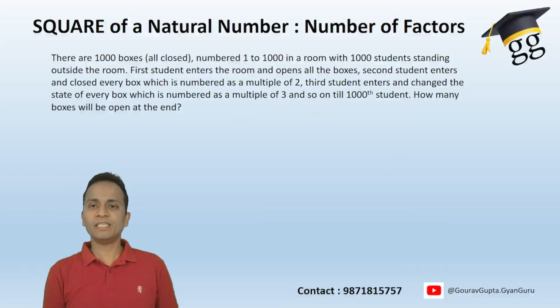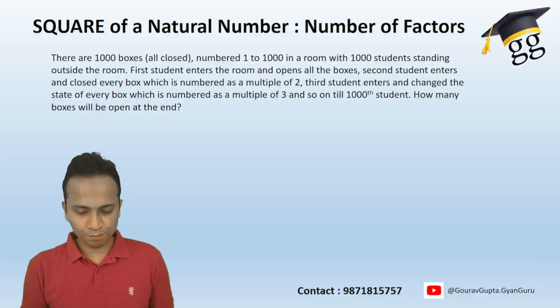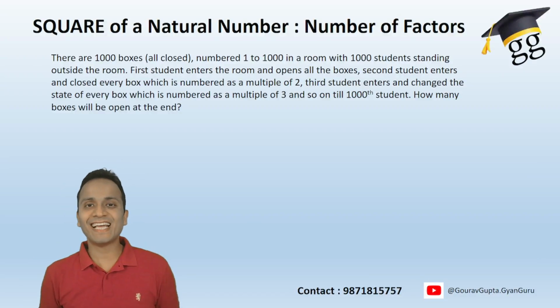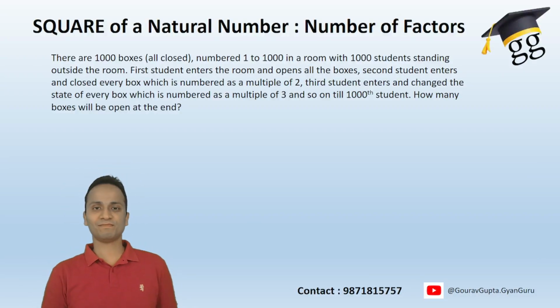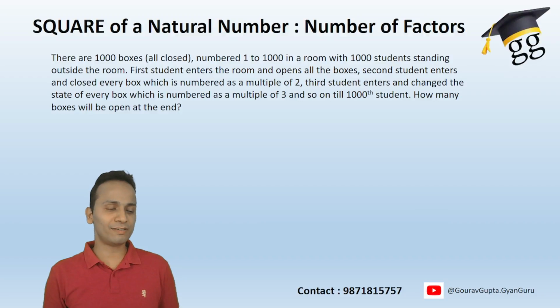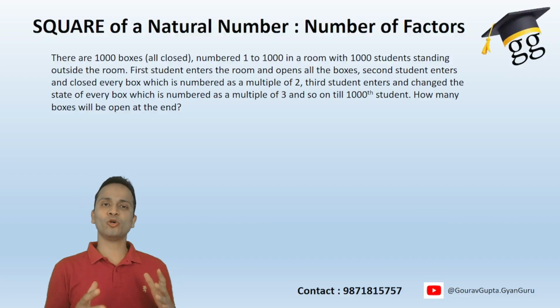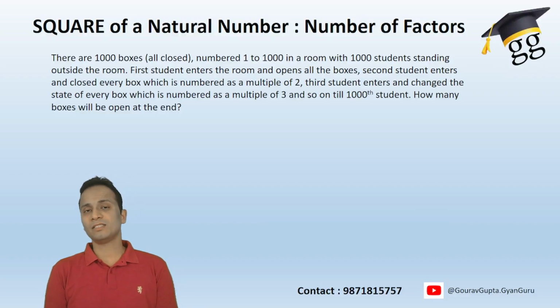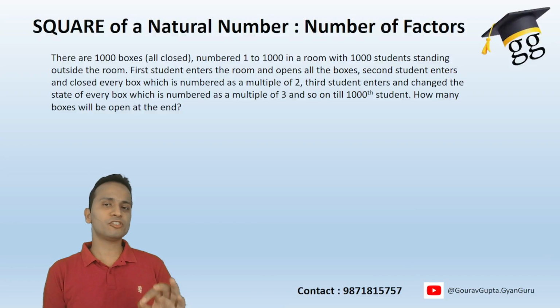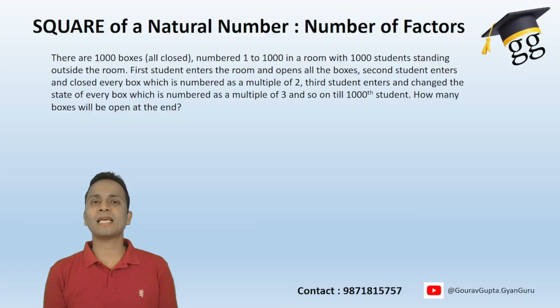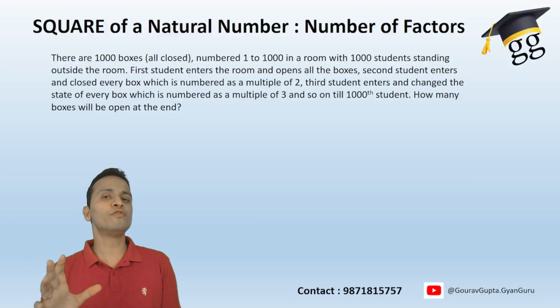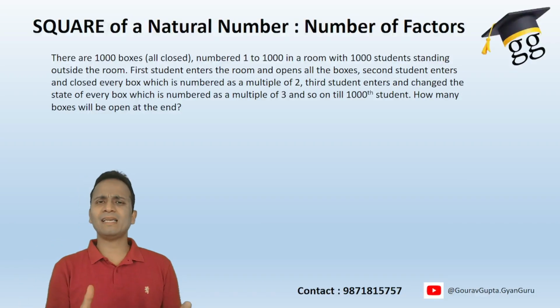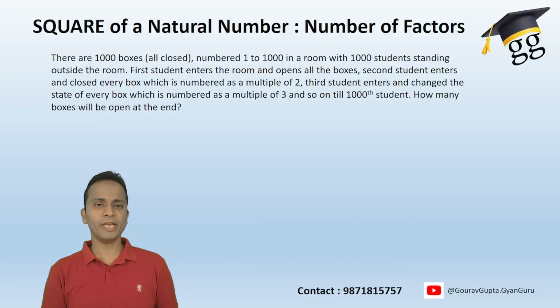Okay, so let's read this question. Now, in the first go, you will think that this question is very difficult. The first impression will be, yaar, is question ko chodo, next question pe chalte hain. But if you know this property, which is related to the number of factors of a perfect square, then this question can be solved in a matter of 10 to 15 seconds, other than the time that you will take to read this question. Okay. So let's read it out.